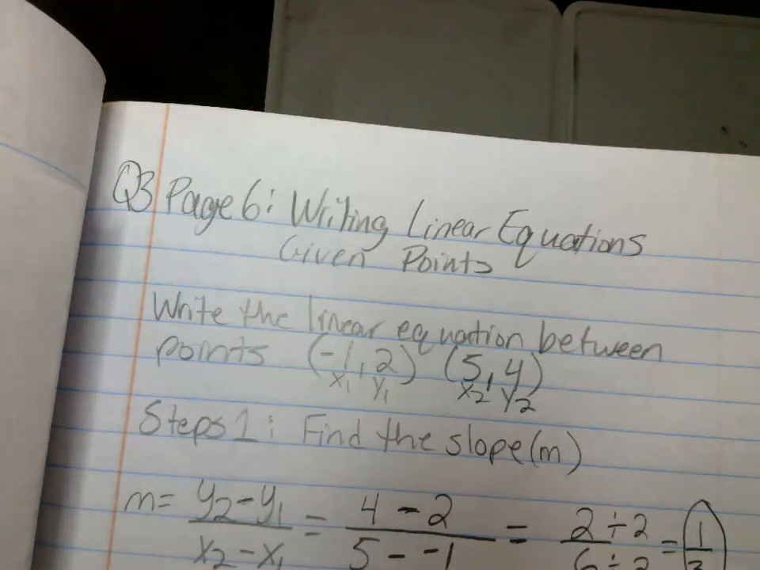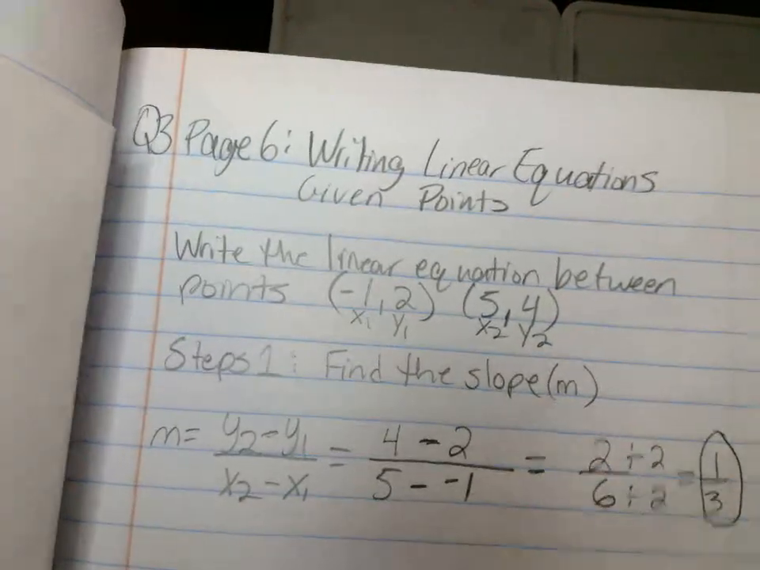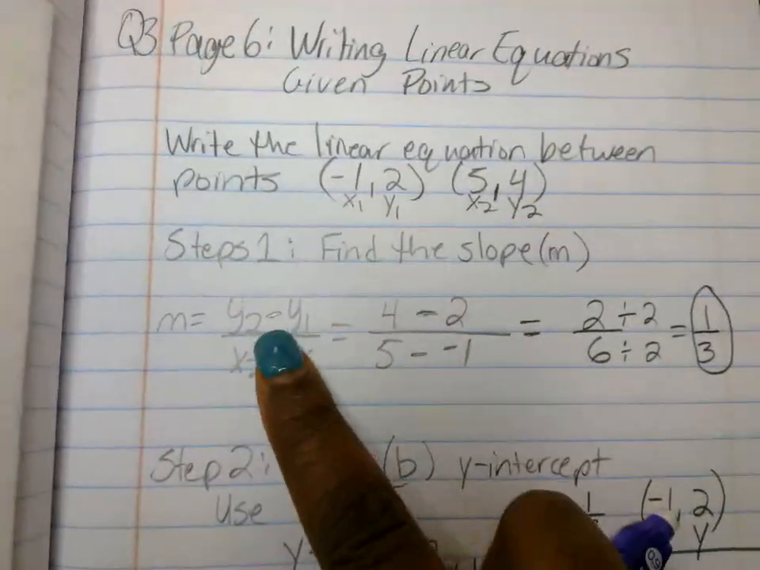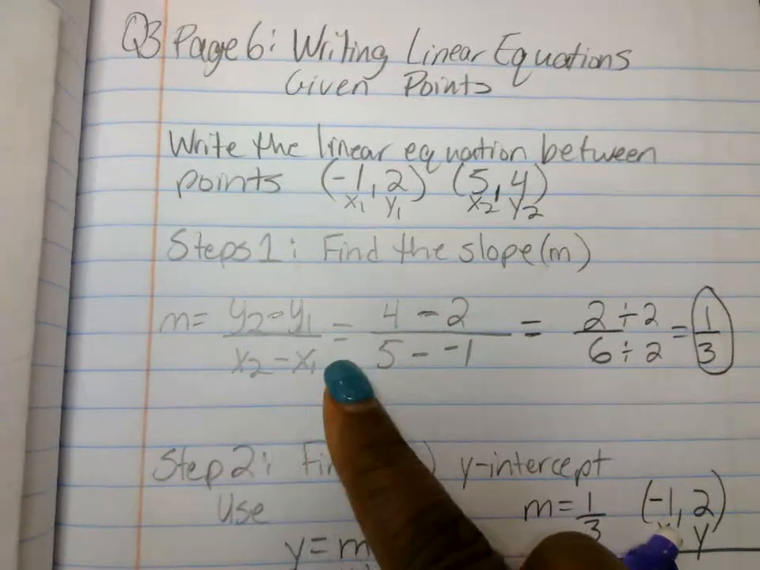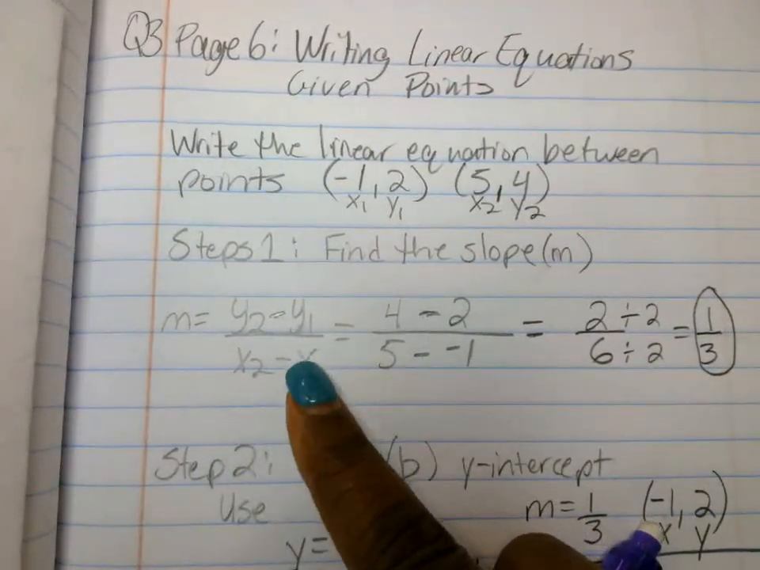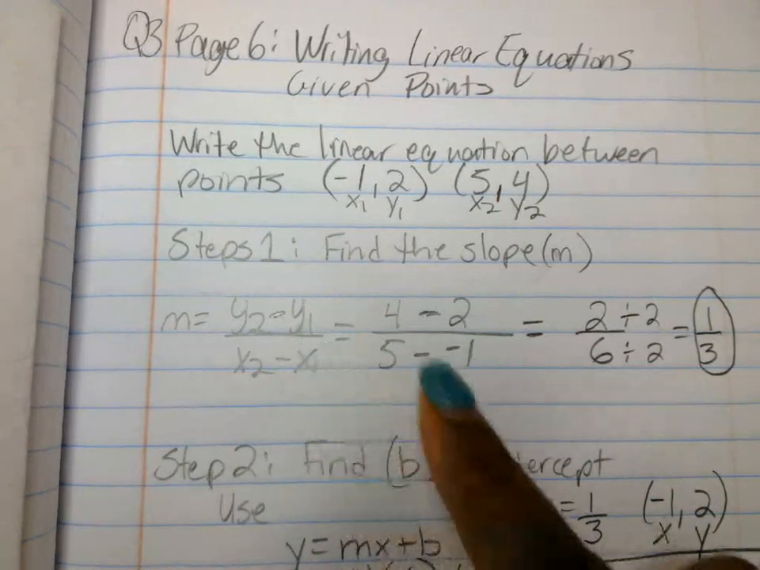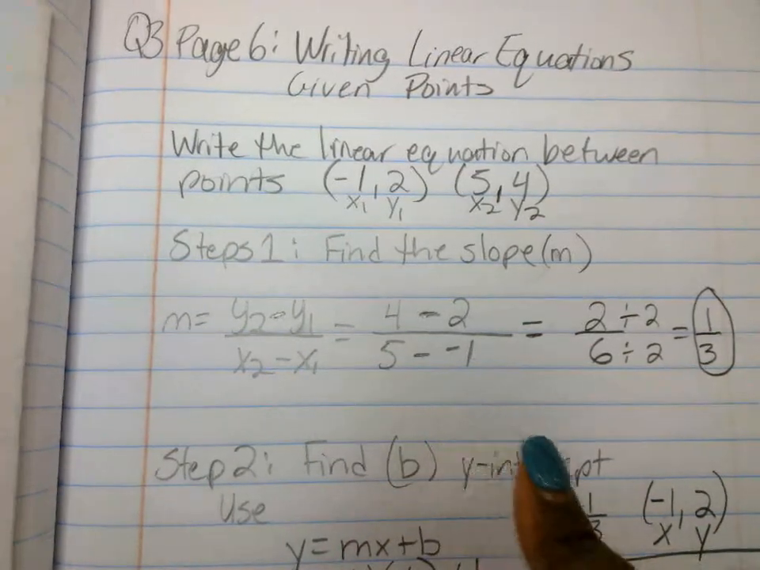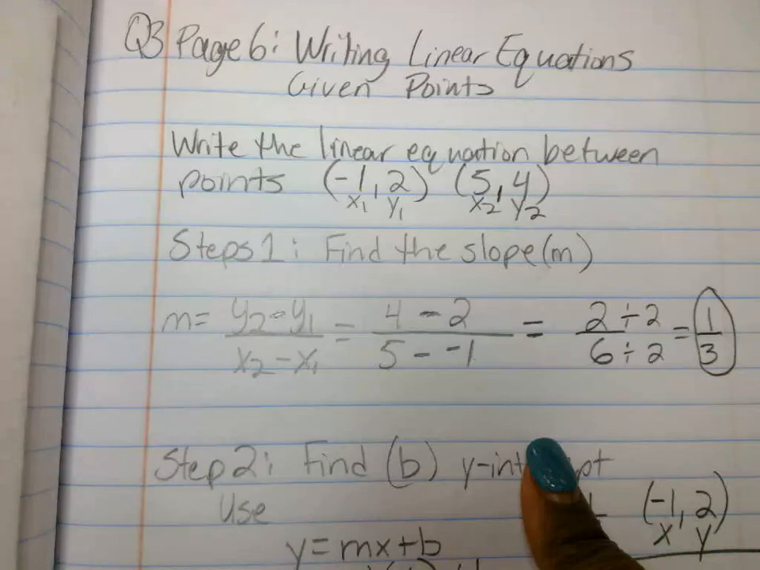First step is to find the slope. You're going to use the slope formula, y2 minus y1 over x2 minus x1. Please make sure that you remember the slope formula. You're going to find the slope first. Any questions about finding the slope?